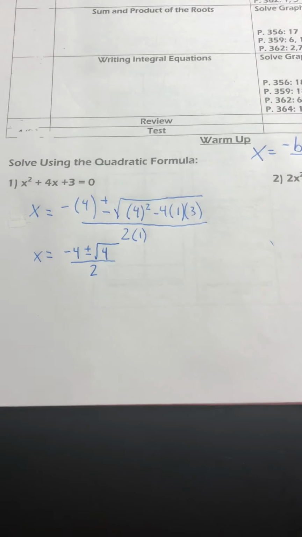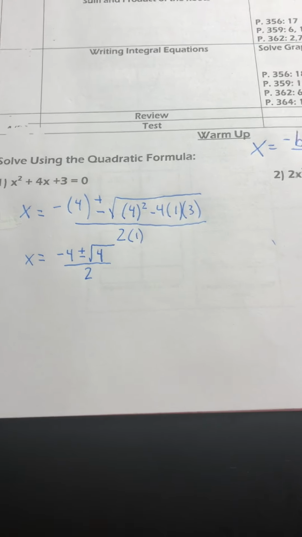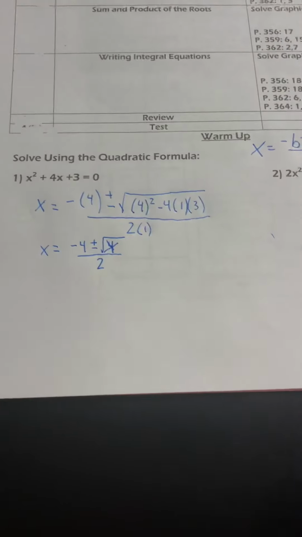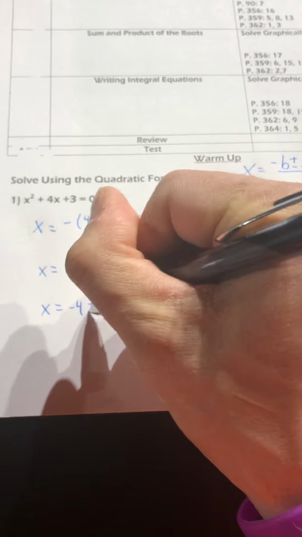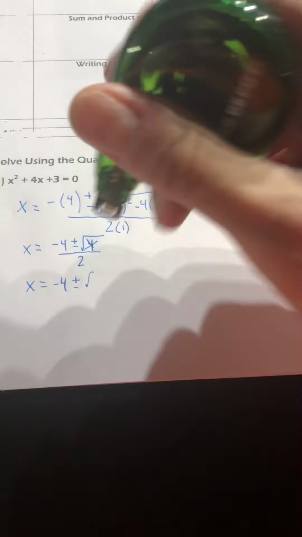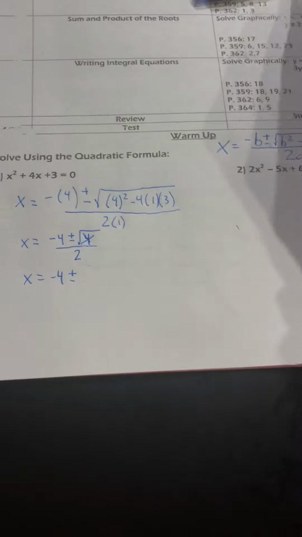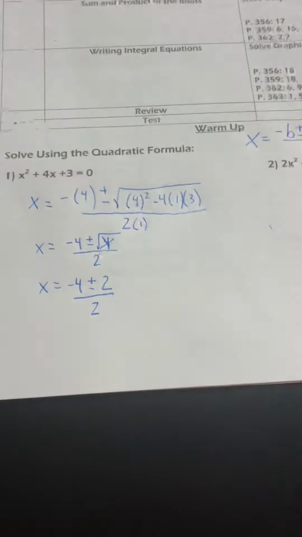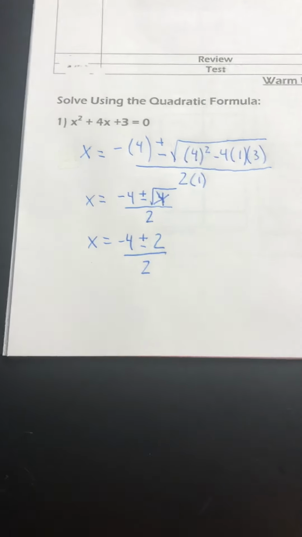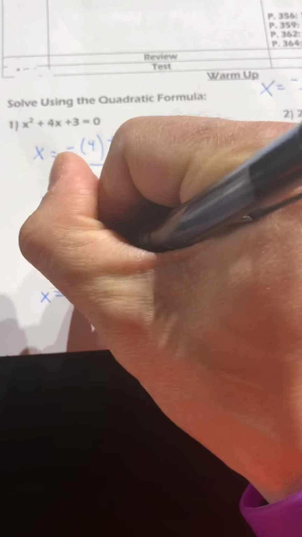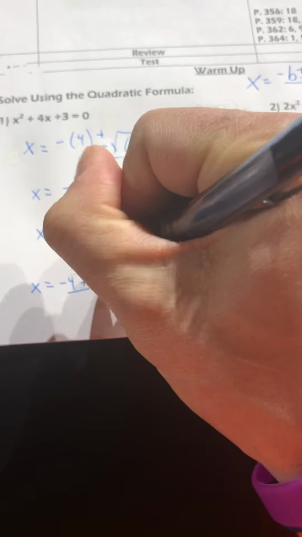The inside is our radicand. That is also known as our discriminant, which we'll talk about today. Now 4 is a perfect square, so we're going to cross that out, and it's going to turn into a 2. The next thing that we are going to do is simplify this with the plus and the minus. So here we have x is equal to negative 4 plus 2 over 2.